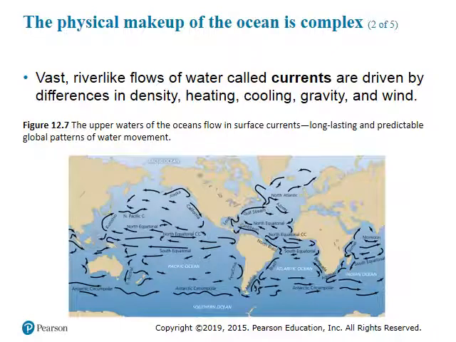Now, the physical makeup of the ocean is very complex, and so, while we said these bodies of water are all connected, this is kind of what separates them into separate bodies that we think of as oceans, right? Because there are these vast river-like flows of water called currents that are driven by differences in density of the water, differences in heating and cooling caused by the sun and latitude, and also gravity, and then a lot of it is wind as well.